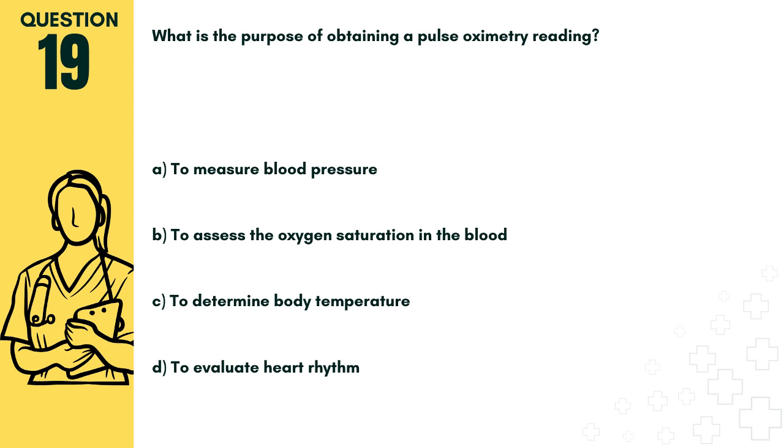Question 19. What is the purpose of obtaining a pulse oximetry reading? A. To measure blood pressure. B. To assess the oxygen saturation in the blood. C. To determine body temperature. D. To evaluate heart rhythm.